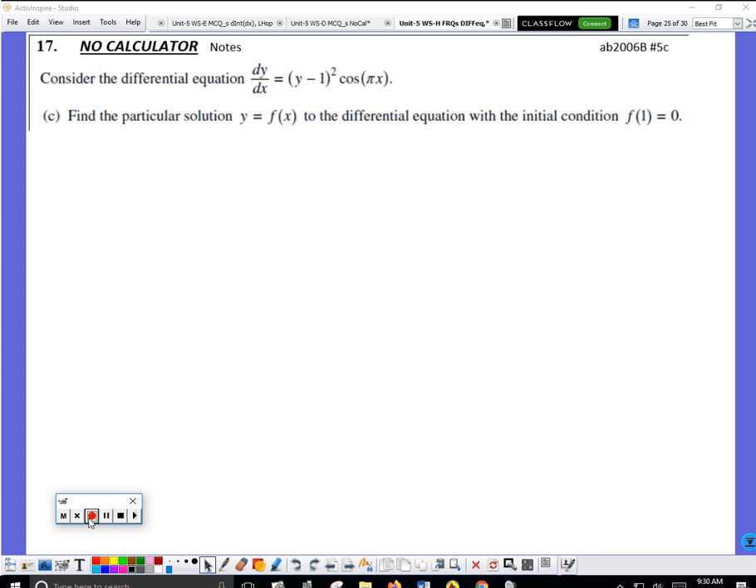Good to there? Okay. Then it says find the particular solution. They call that particular solution y, or they call the solution f of x. The equal sign doesn't mean that y becomes f of x. It means that the solution could be called y, or the solution could be called f of x. Just two different ways to name the solution.